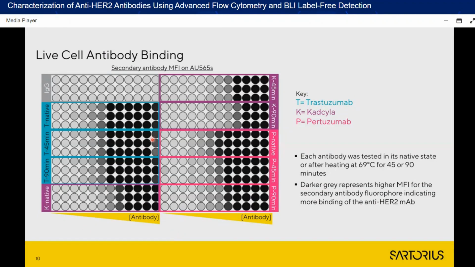And the real thing we could pick out straight away from the heat map was that for the trastuzumab, whether it was the native antibody or the heated antibodies, the MFI at each concentration was relatively similar. But if we compared the native Kadcyla and pertuzumab to the heated antibodies, you could see there was a graduated loss in MFI at each concentration, indicating that there was a reduced potency binding upon heating of the antibodies.